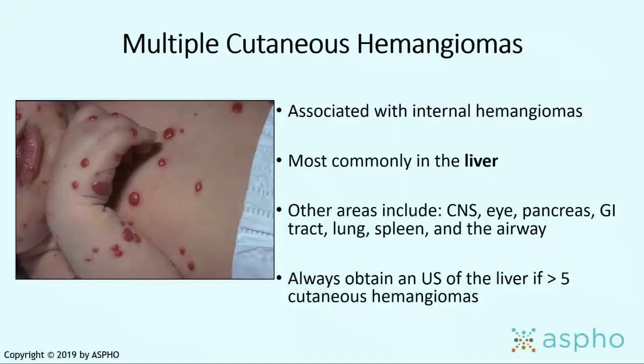Hemangiomas can be in other places, such as the spleen, the lung, the GI tract, but they're so rare and you truly don't have to look at them. So if you have 5 or more hemangiomas, the only place that you really need to look at is the liver, and that actually might be a board question.